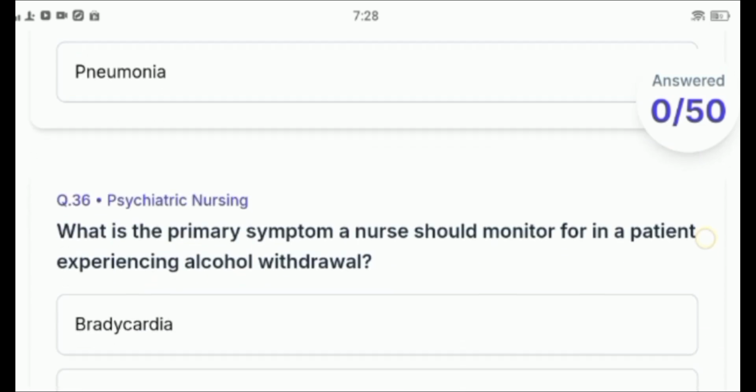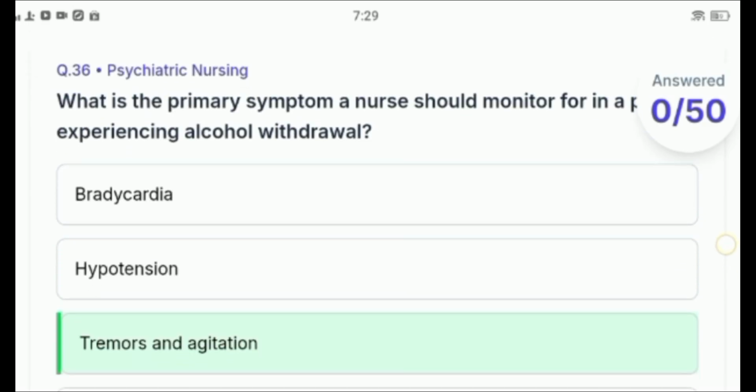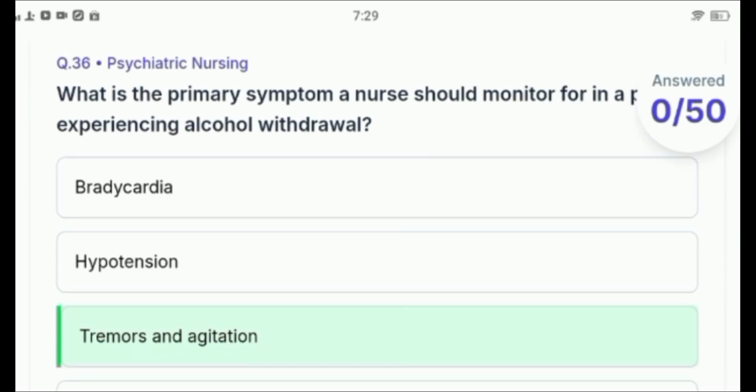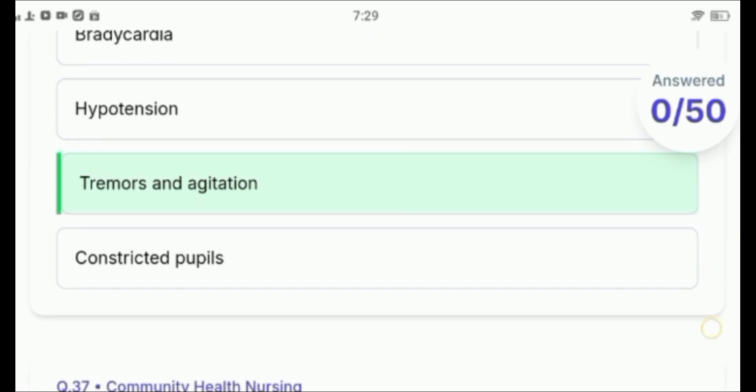Laryngotracheobronchitis. 36. Psychiatric nursing. What is the primary symptom a nurse should monitor for in a patient experiencing alcohol withdrawal? A. Bradycardia, B. Hypotension, C. Tremors and agitation, and D. Constricted pupils. So the correct answer is tremors and agitation.